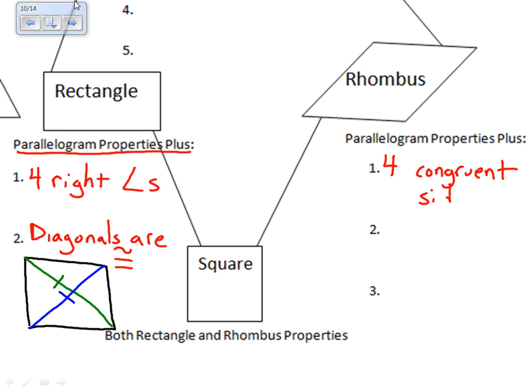4 congruent sides. So that's the definition. And now we have 2 new ones. The first one is the diagonals are perpendicular.